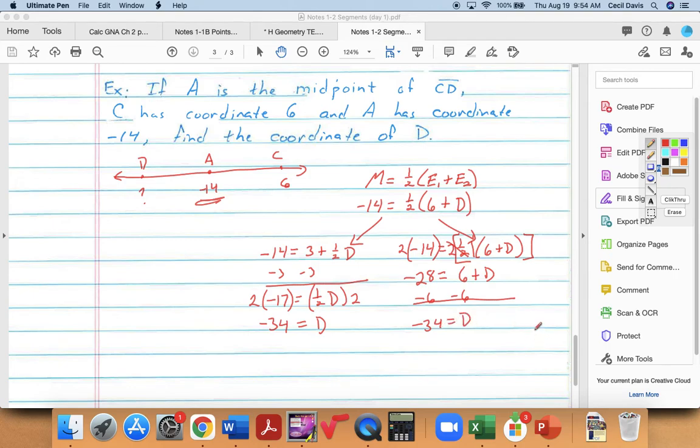One of the things that I love about geometry is frequently there's more than one right way to do it. So in either case, the coordinate of D is negative 34.